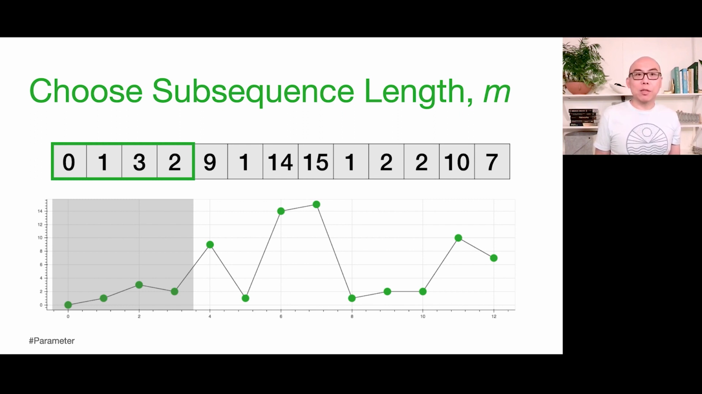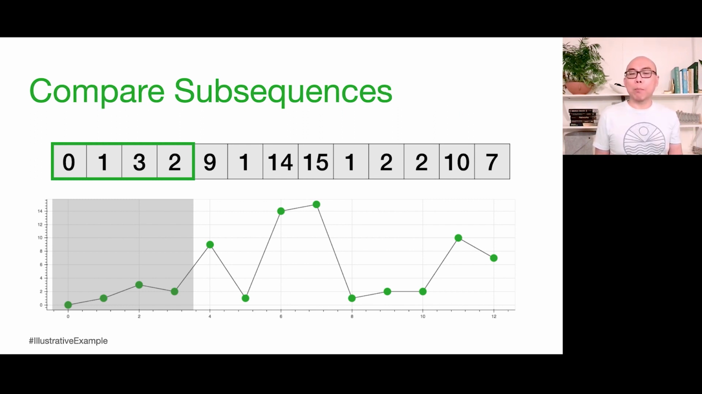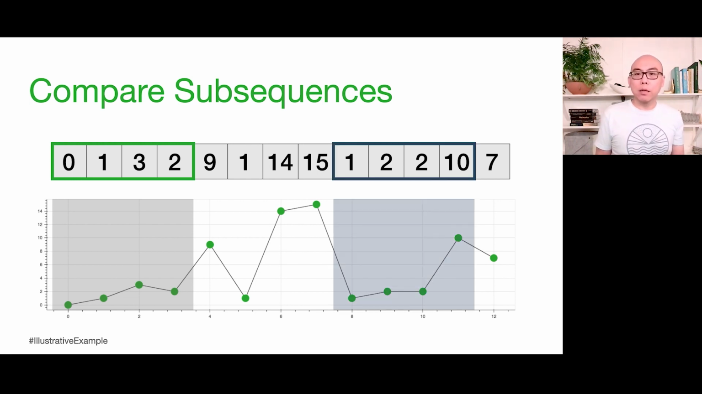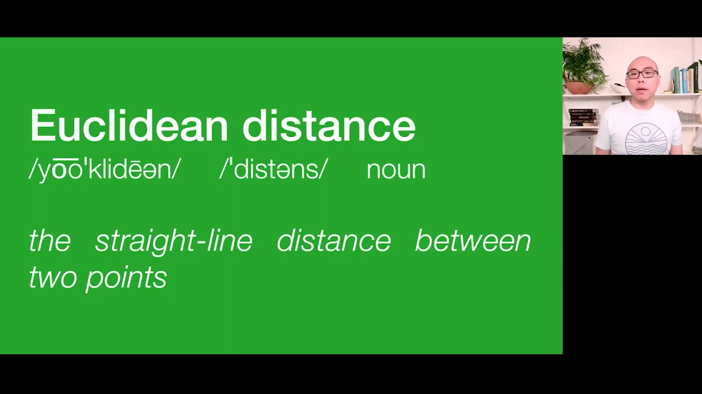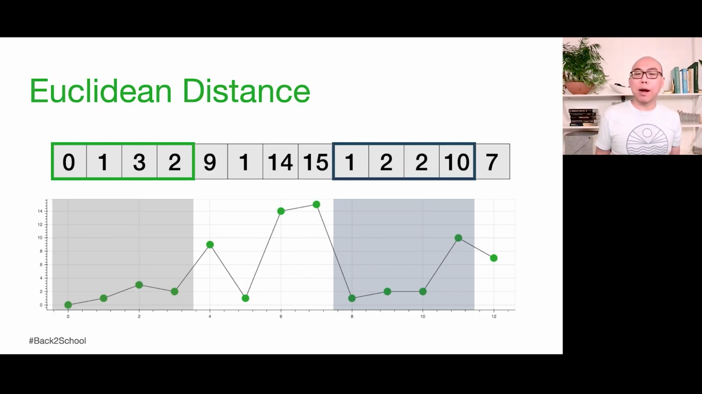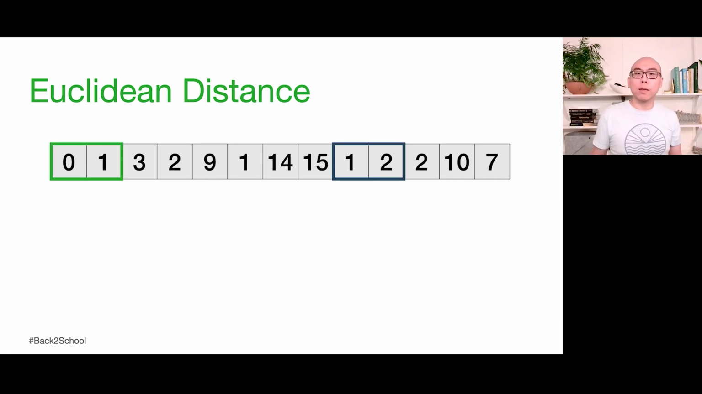Now that we've established this, we can ask ourselves, how might we compare subsequences? So how might we compare this green subsequence to this blue one on the right? Now, one of the most obvious ways to do this is to compute something called the Euclidean distance. And it's simply the straight line distance between 2 points. So what does this mean in practice? So if we take these two subsequences, no, you know what? Let's shorten them. Just to start off with a simple example.